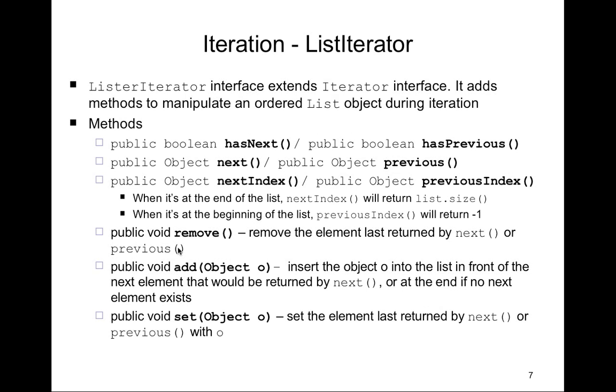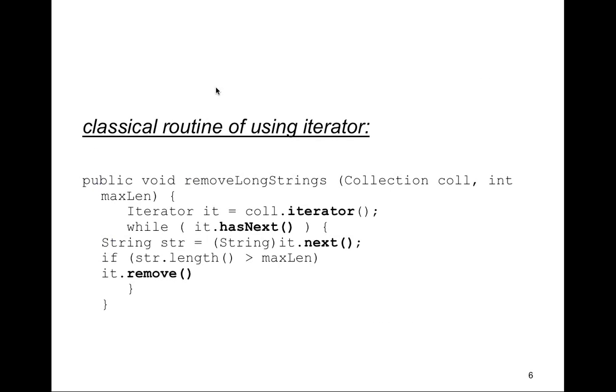And we have the list iterator that we can create as a separate object. The ListIterator interface extends the Iterator interface. There's a tongue twister for you. It adds methods to manipulate the ordered list object during iteration. So this is essentially on a collection, not really a list. You can use the iterator on a collection without looking at the list iterator.